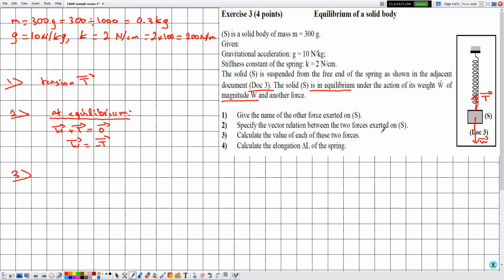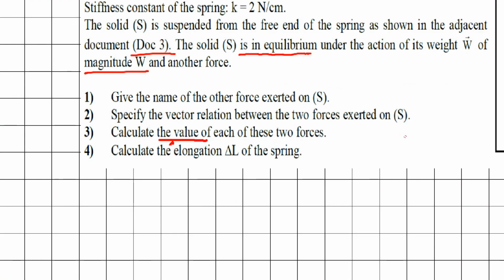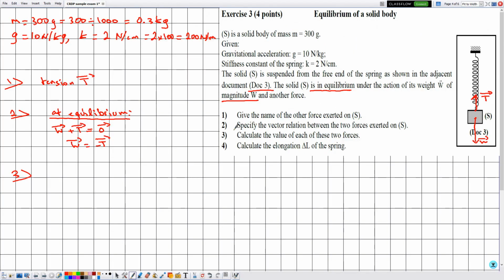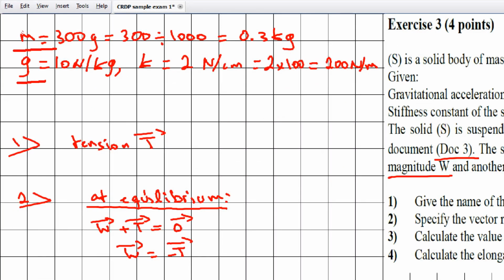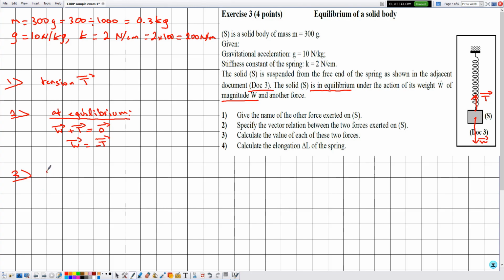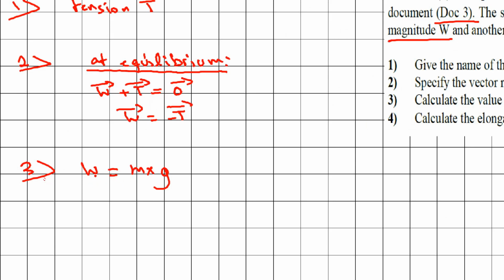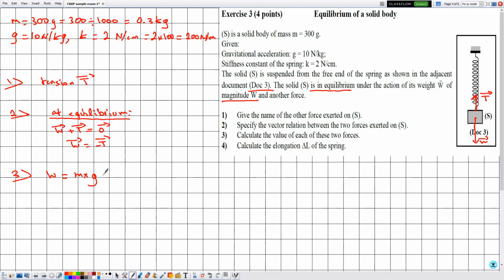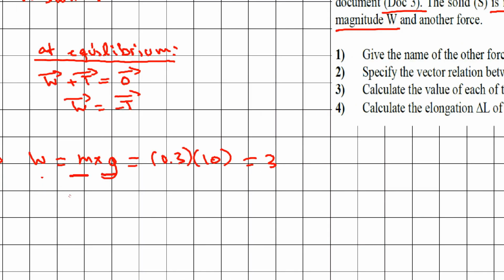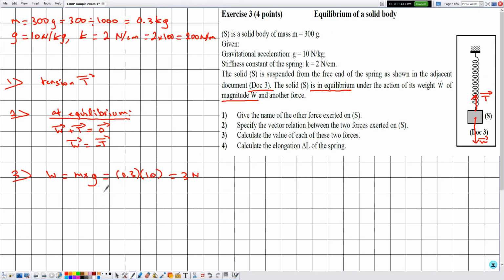Now in number 3, calculate the value of each of these two forces, and the value here means the magnitude. Knowing that we have the value of m and the value of g, the magnitude of the W vector, denoted by W, can be calculated using m multiplied by g. No need to construct the triangle of this formula because this is the quantity that we want to calculate. The value of m is 0.3 and the value of g is 10. Plugging this into the calculator, the value of W is 3. Since both m and g are expressed in the SI, the value of W will be in the SI, which is in newtons. Then the value of W, the first force, is 3 newtons.